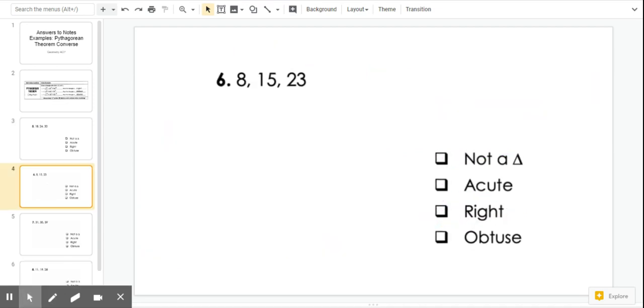Okay, next one. So again, we need to check if this is a triangle. So we need to see if 8 plus 15 is greater than 23. So again, just making sure we're on the same page here. You need to check that the two smaller sides are greater than the largest side. So A plus B has to be greater than C for it to be a triangle. So that's why in the last one we checked 30. This time we're going to check 23 here because it's the largest side.